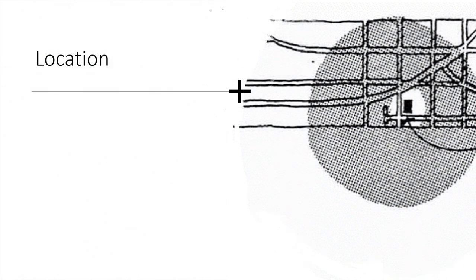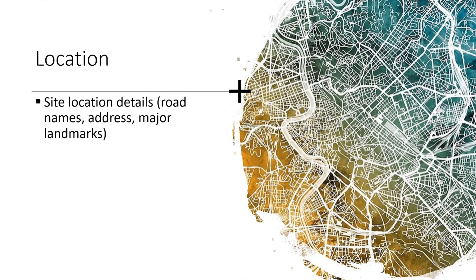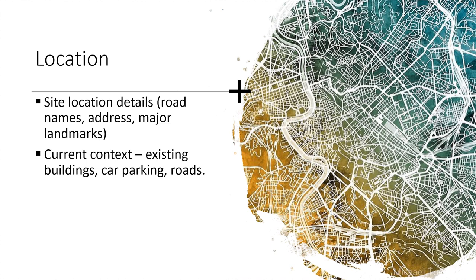Let's start with location. Location is where your site is positioned or where it is in reference to other locations on a map. May it be a local vicinity map, can be a city map, or even a global map, depending on what type of project you are working on. Location details: road names, addresses, major landmarks. It also needs to be in a current context, like for example, is it near existing parking buildings or other buildings? Is it near open spaces, etc.?